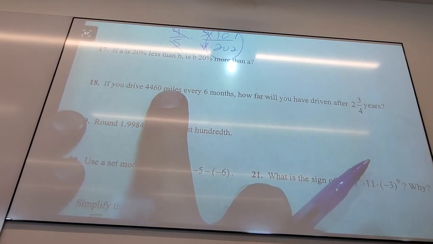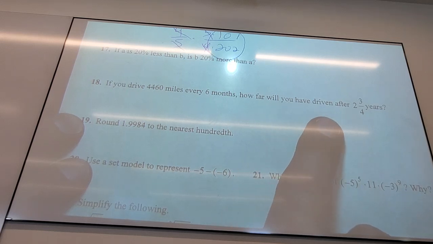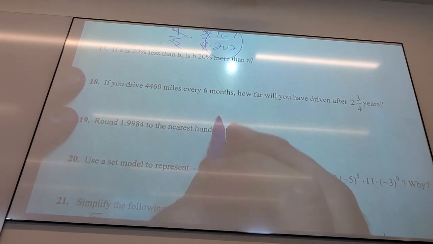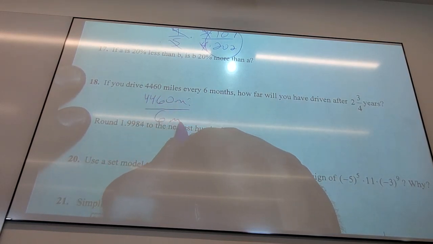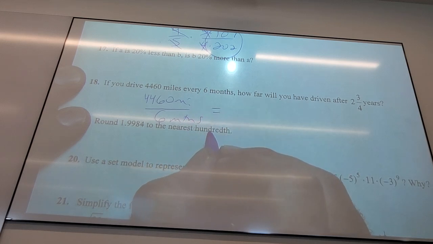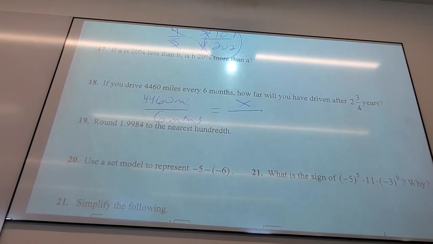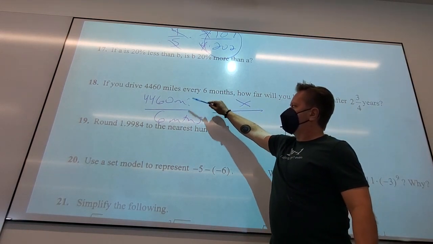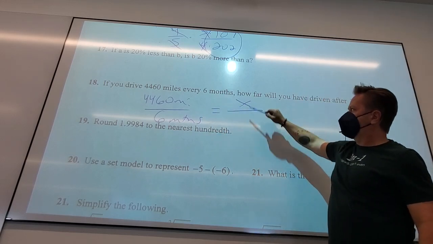So, look at number 18, everybody. How do you set this thing up? There's a few different ways to do this problem. The most direct way is 4460 miles every 6 months equals, I don't know how many miles. Now, what am I supposed to put on the bottom? This many miles for this many months equals, I don't know, what has to go on the bottom?